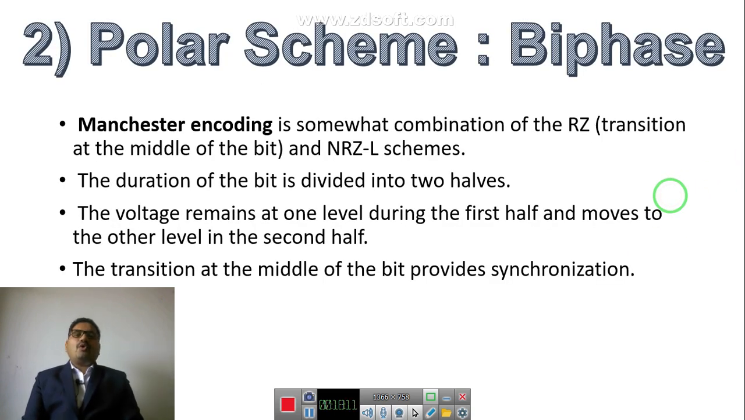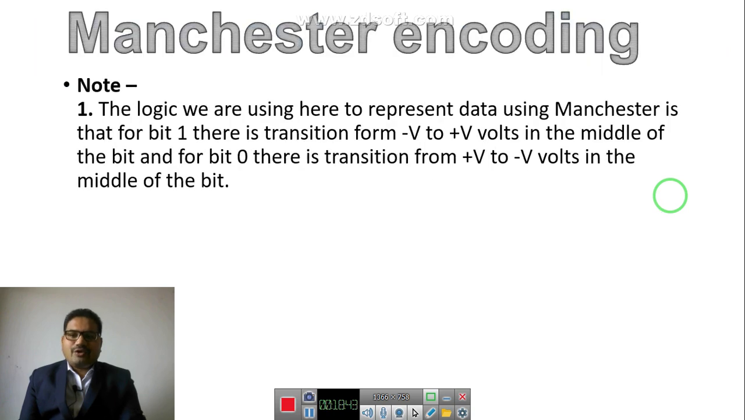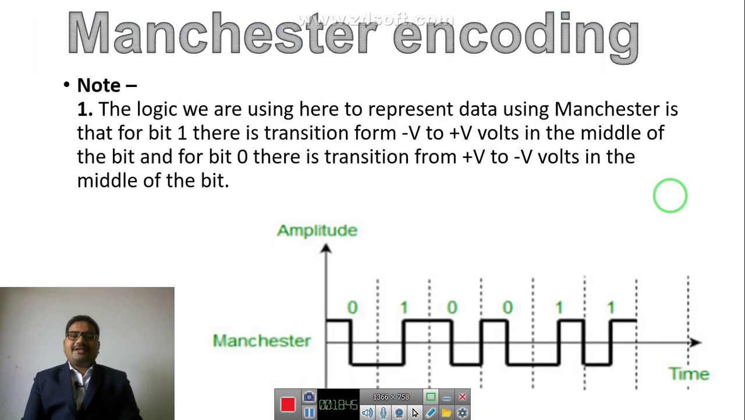Now in the polar scheme, the third type is called biphase. There is a type called Manchester coding. It is somewhat a combination of the RZ, that is a transition at the middle of the bit, and NRZ-L schemes. The duration of the bit is divided into what? 2 halves, and the voltage remains at one level during the first half and moves to the other level in the second half, and the transition at the middle of the bit provides synchronization. So this is the figure that you can see.